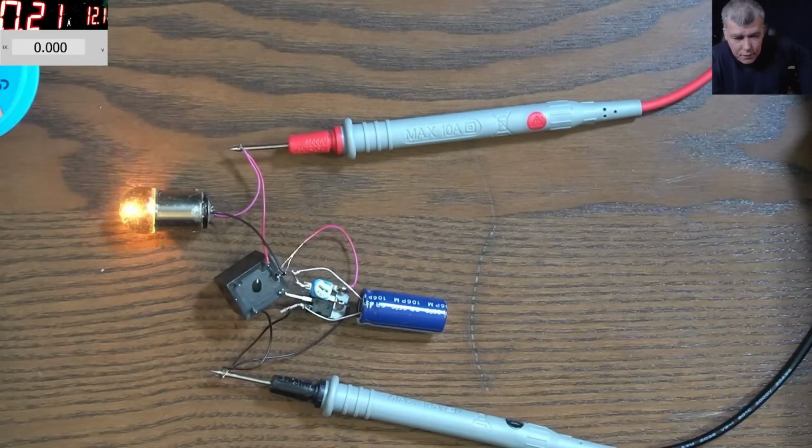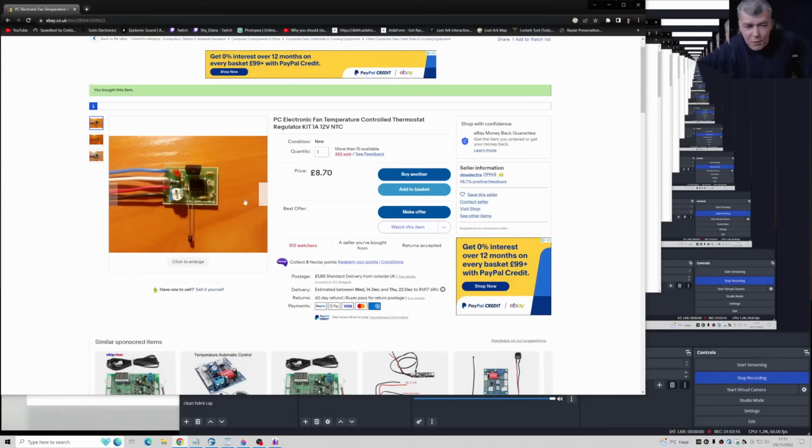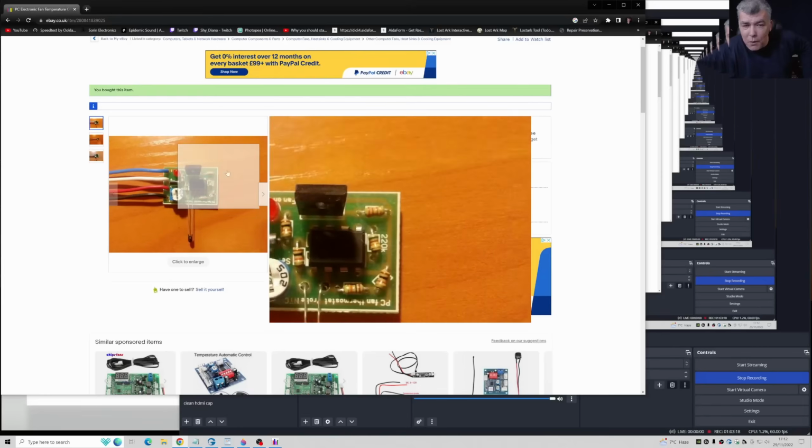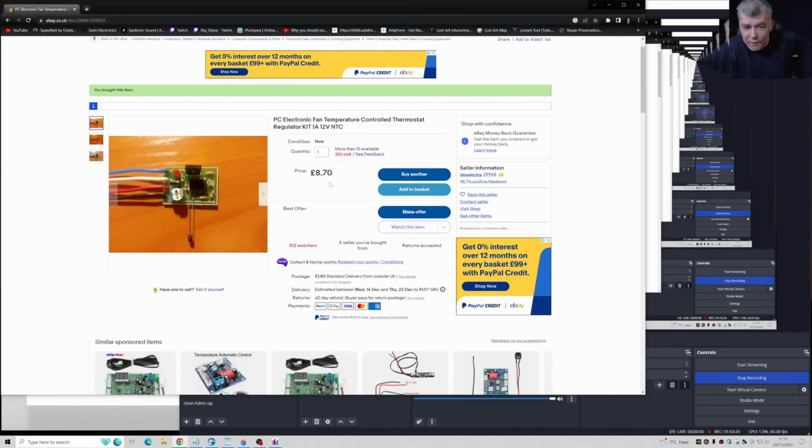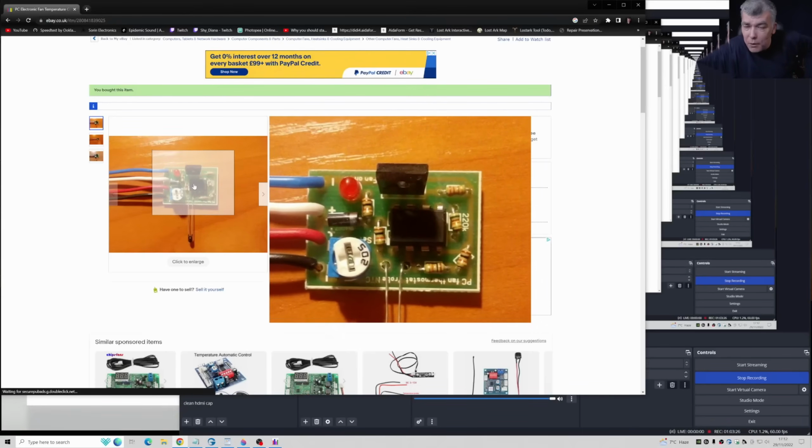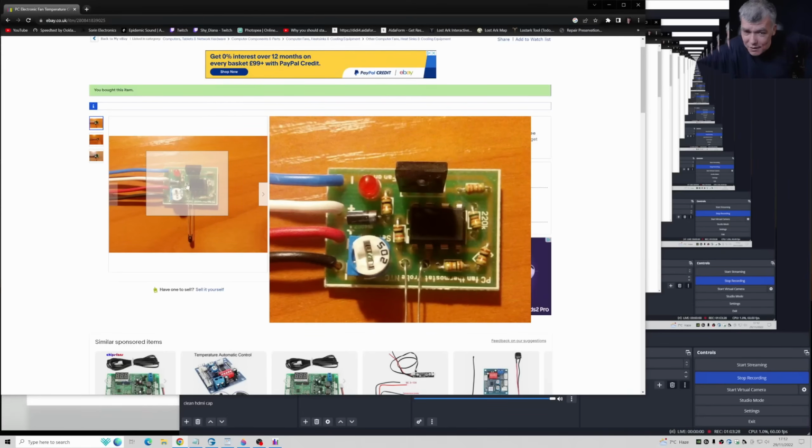So check here. You see this one? I bought this one a few months ago. It was like 8.7 pounds. The guy sold 350. You can sell 350 because you cannot buy fan regulators like normal regulators based on the fan with two wires.